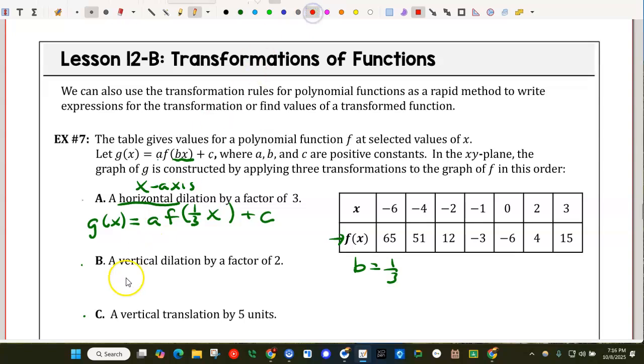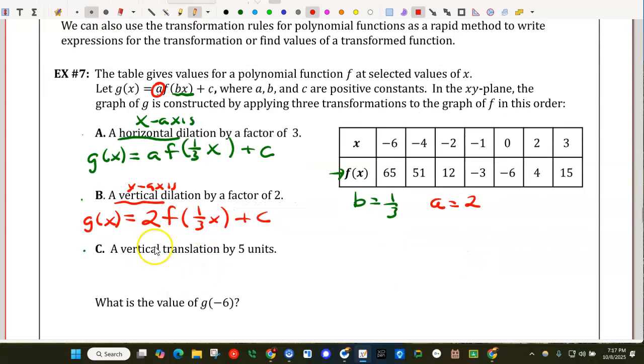All right. Next, we can do a vertical dilation by a factor of 2. So vertical, right? Of course, that's going to be the y-axis. So we'll be working with the a value this time. So now g of x is going to have a stretch of 2. Right, and we have the rest of the equation. That's already good. And then c we'll do next. So now we know that a value is equal to 2.